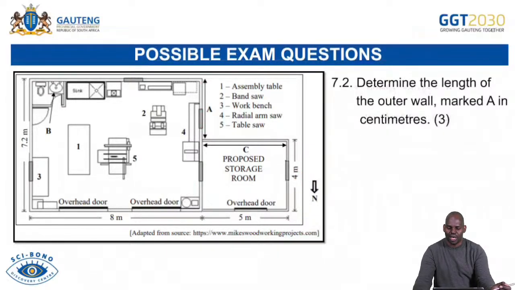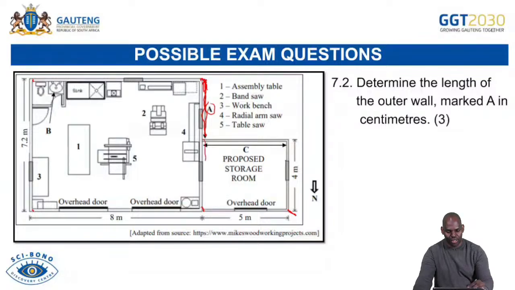Then the next one is: determine the length of the outer wall marked A in centimeters. Determine the length of the outer wall marked A. So the wall marked A, there's A. So we want to know how long is this, from this point to that point? Then how are we going to find it? If we look at this, we can see that this side, from this point to that point, is 7.2. So it means from this point to that point is also 7.2.